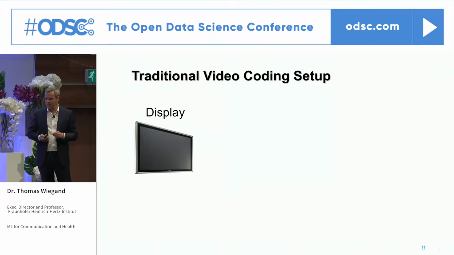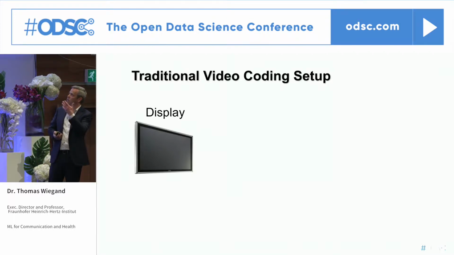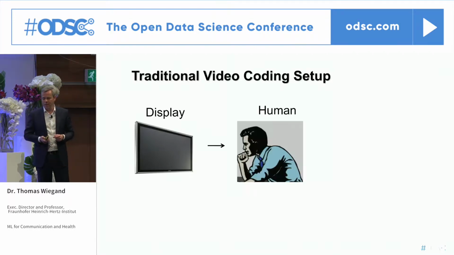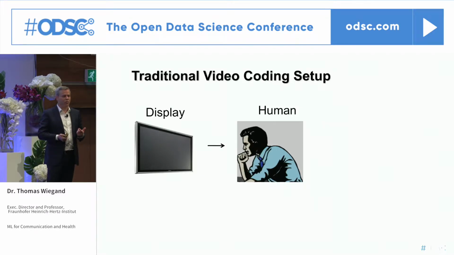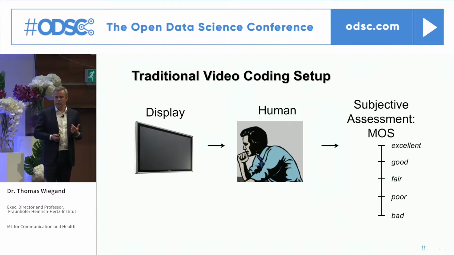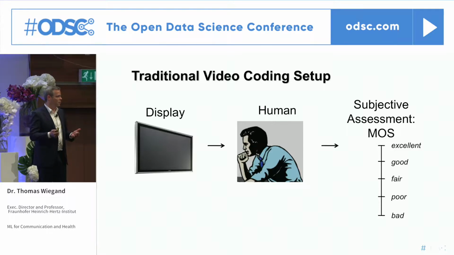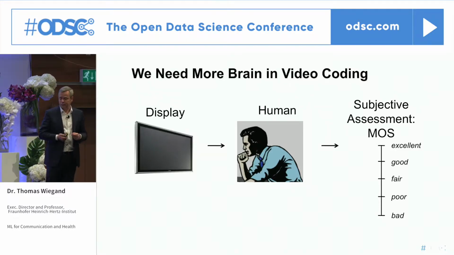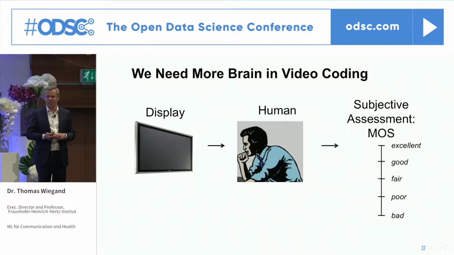So, the traditional video coding setup is that you show something to somebody on the display, and you ask them questions, and they will give you a subjective assessment. And you do this for enough people, and you average the numbers, compute confidence intervals, and you get to your assessment of the quality. Now, I would say we need more brain in video coding, because in reality, the following happens.